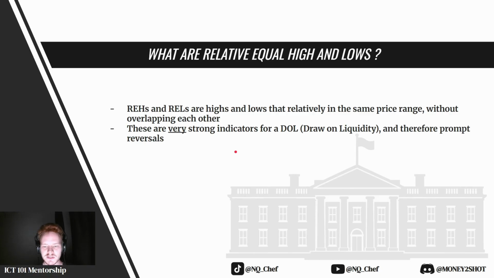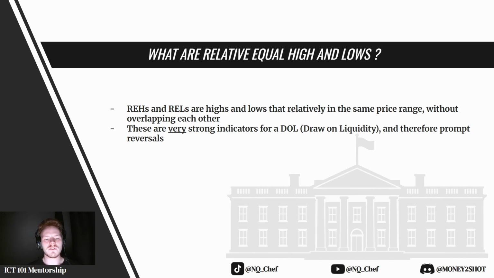Relative equal highs and lows are highs and lows that are relatively in the same price range without overlapping each other. And what does that mean? If you have relative equal highs, like I taught in prior episodes, where we have prominent highs, we have highs relatively in the same price range, but not overlapping each other. Meaning you have a high here, a slightly lower high, and another slightly lower high. It could be as many highs as you want. And same for the downside, except we have a low, slightly higher low, and a slightly higher low. And I'm going to show you that in the examples in the video.